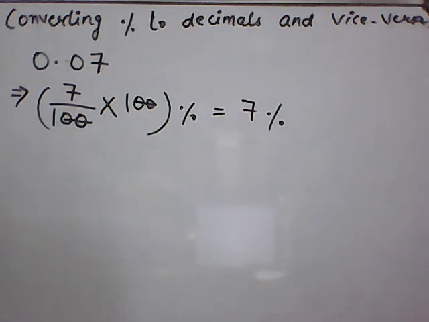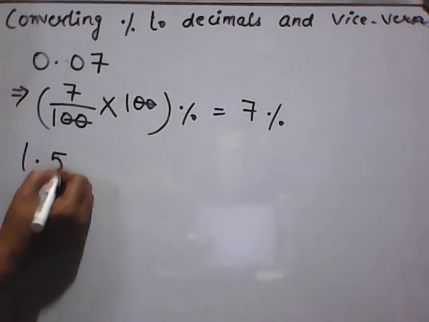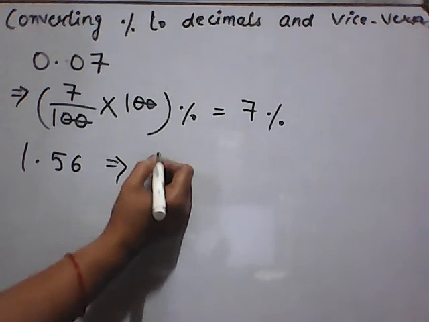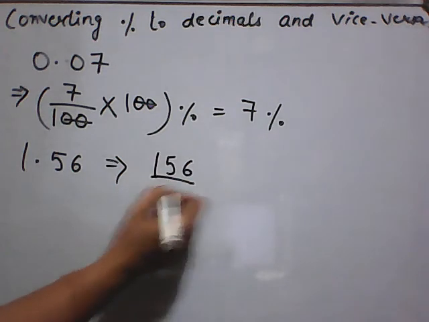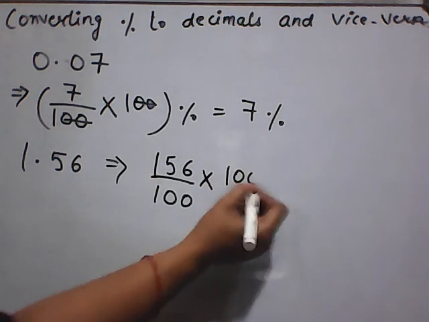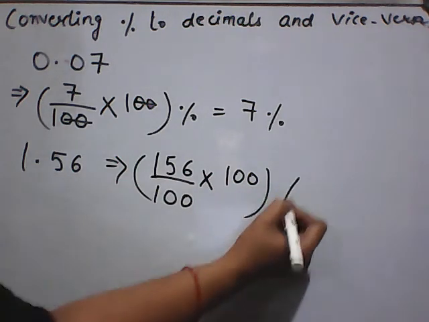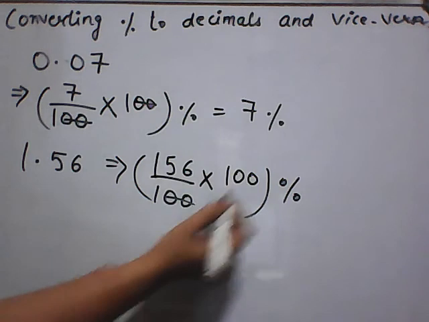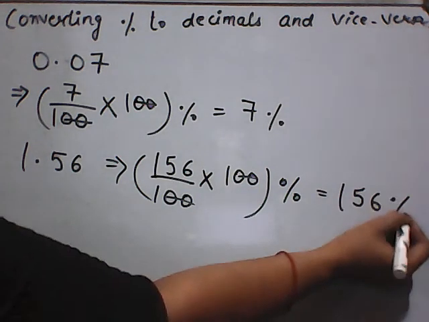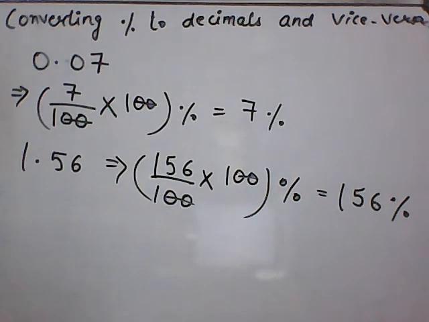Next question. Suppose the decimal 1.56 is given to you and you have to convert it into percentage. Firstly, convert into fraction: 156 divided by 100. How can we convert the fraction into percentage? Multiply it by 100 and insert the percentage symbol. 100 is cancelled out with 100. It is 156%. Now, there is also a shortcut method.